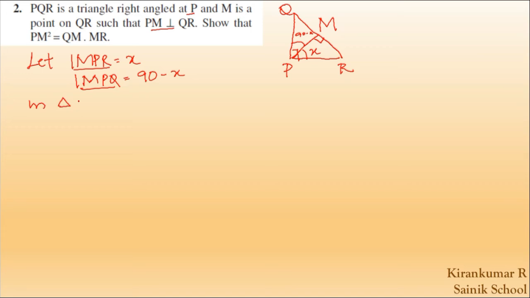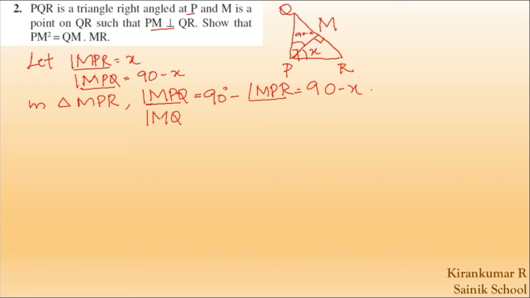In triangle MPR, angle MPQ will be equal to 90 degrees minus angle MPR. So this will be 90 minus X. At the same time, we have got angle MQP, which is 180 minus 90 minus 90 minus X. On simplification, we get it as only X.